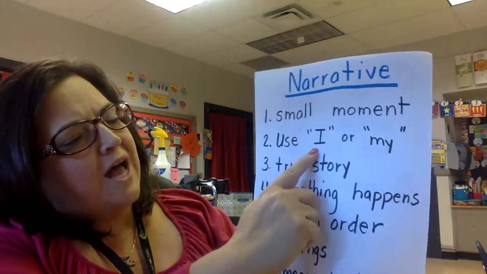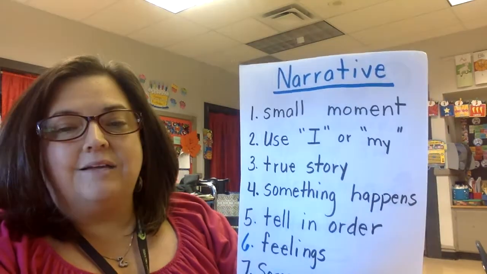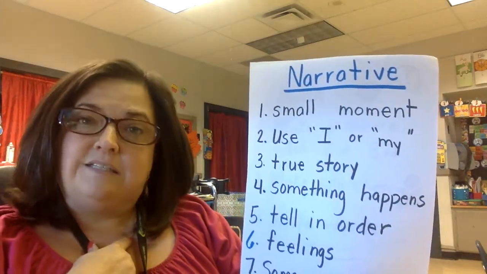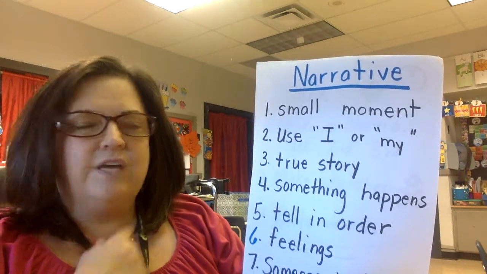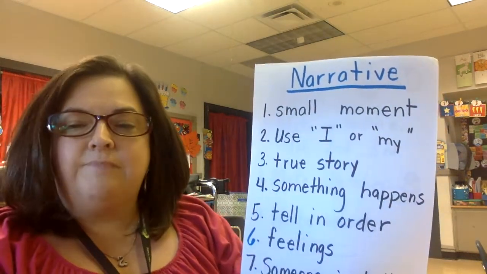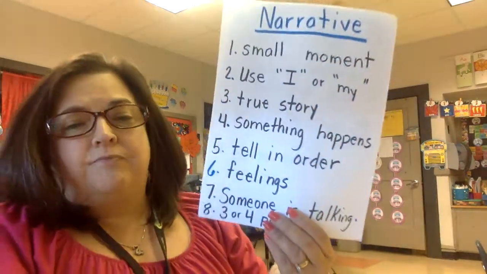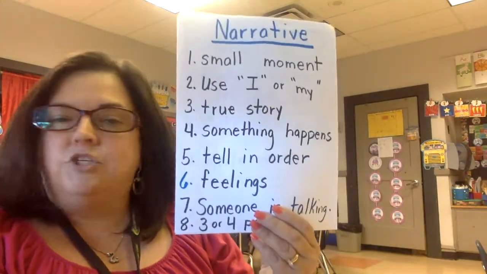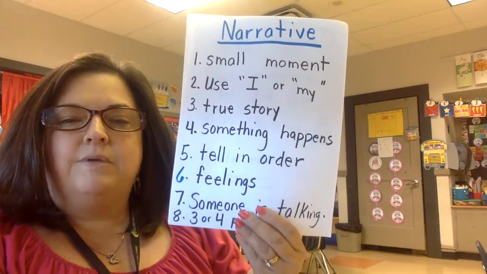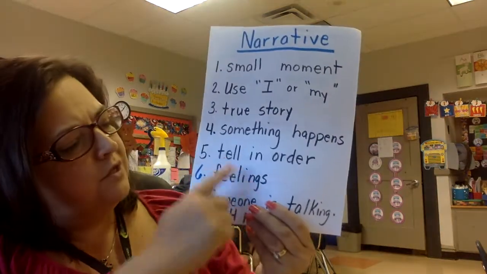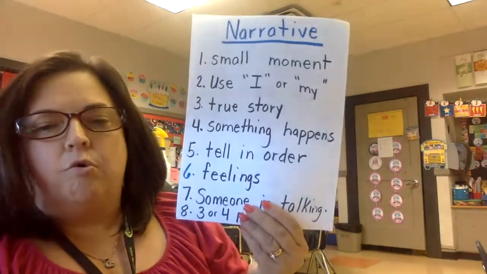You use the word I and my in your story because you're telling about something that happened to yourself. It's a true story, something that really happens. Number 4, it has to be something happening in your story, not just something you like, but something that happens to you. You've got to tell your story in order.